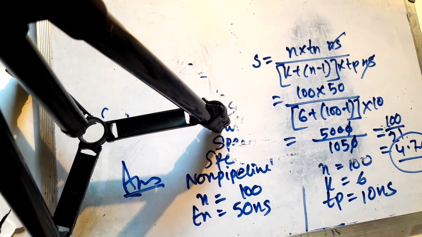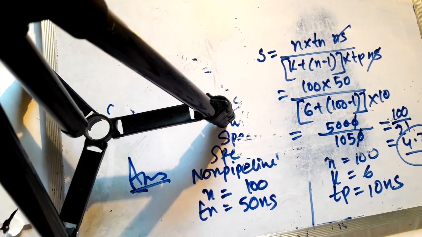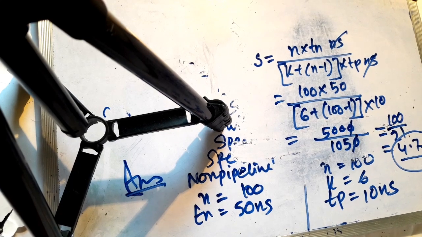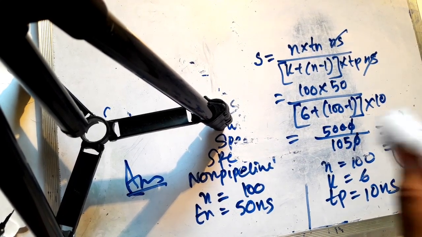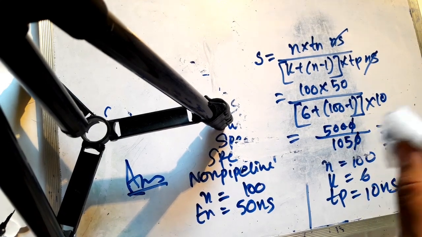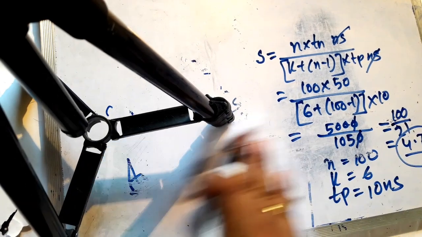How much speed up, maximum, how much speed can be achieved? There is a formula to find the maximum speed up ratio. From the above problem, we can easily solve the speed up ratio. N into Tn is the non-pipeline system, and k plus n minus 1 into Tp is the pipeline system. So it is the ratio between the non-pipeline and pipeline system.